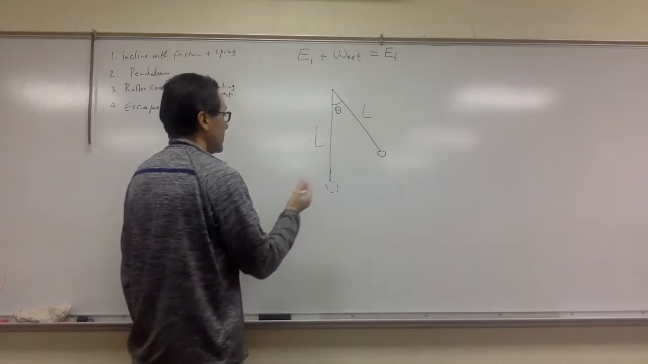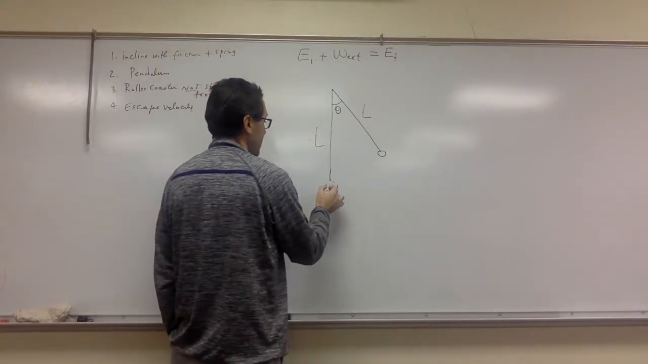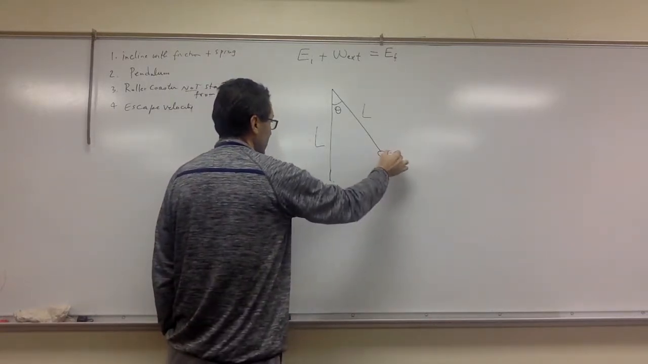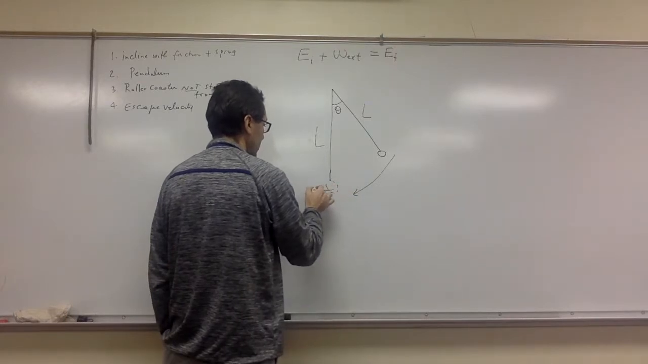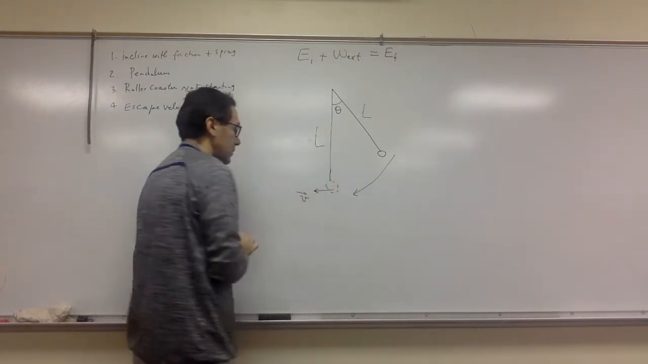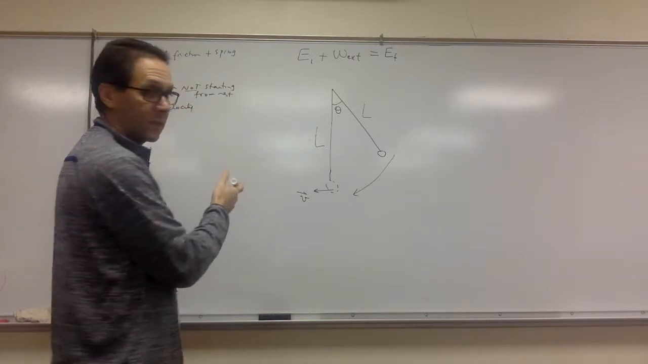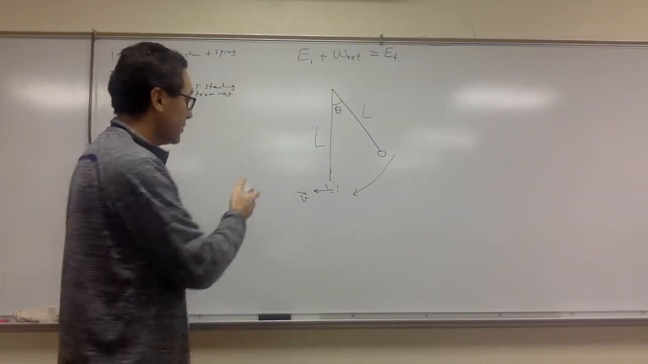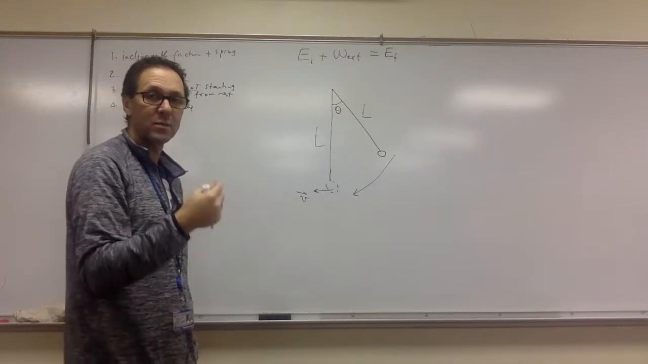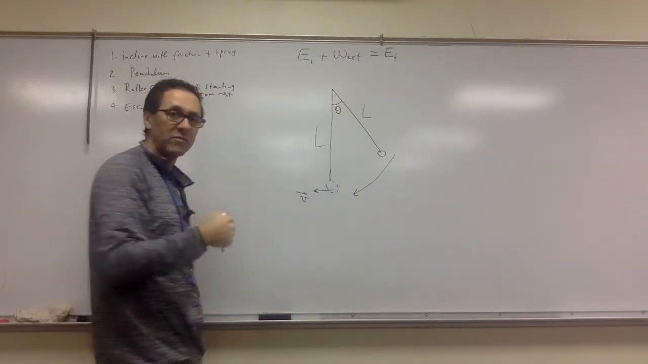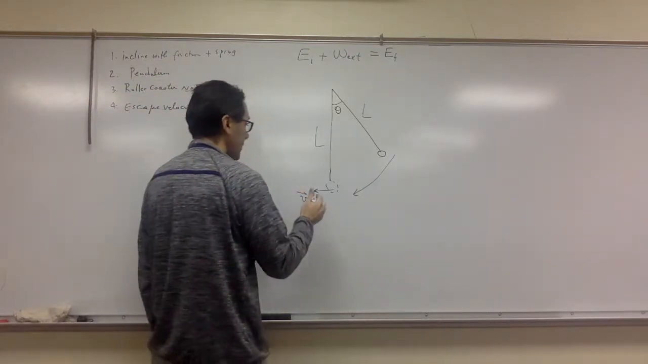And I'm going to try to find the speed. So it's going in this direction. When it's down here, it's going in this direction, horizontal. I'm going to try to write an equation that will help me find the speed at the lowest point. That's going to be the maximum speed, because that's going to be the lowest amount of gravitational potential energy you're going to have.